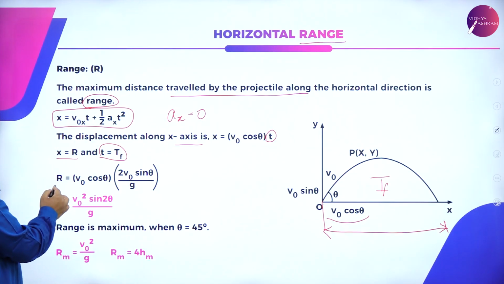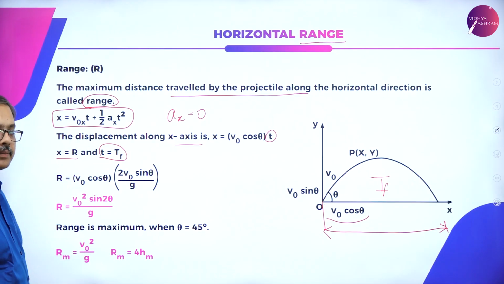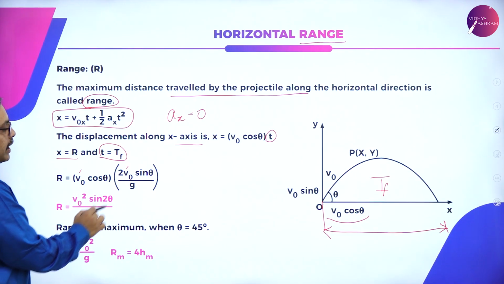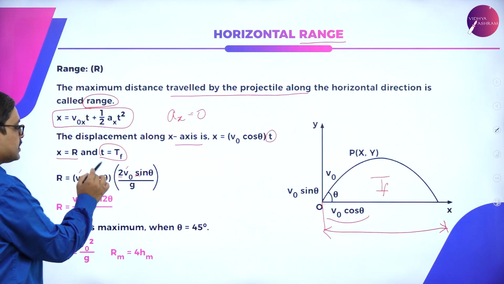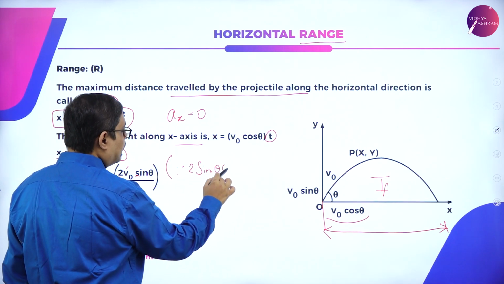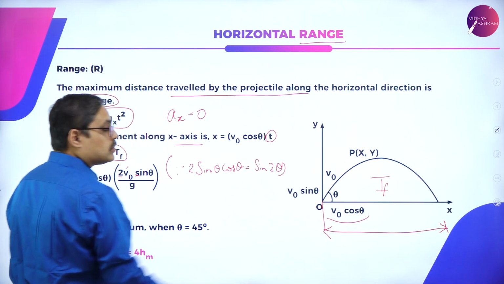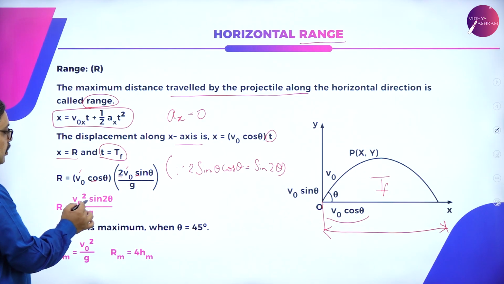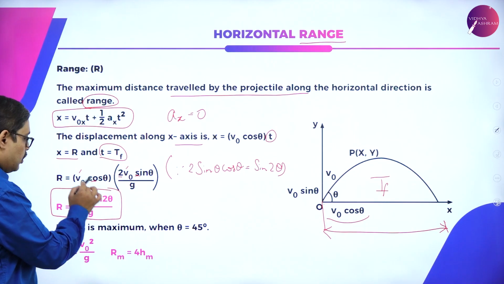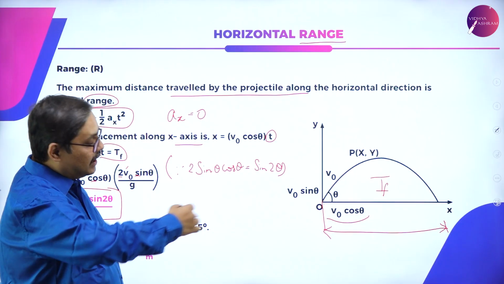So let us replace: R is equal to v naught cos theta into 2 v naught sin theta by g. What do we have here? I have got v naught into v naught, that becomes v naught square, 2 into sin theta into cos theta. Okay. What do we have? We have 2 sin theta into cos theta, which is sin 2 theta. Yes. So I replace 2 sin theta cos theta by sin 2 theta, divided by g. This is the equation to find out the horizontal range or the maximum distance covered by the projectile in the horizontal direction.